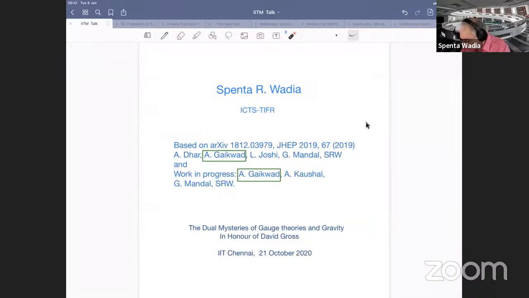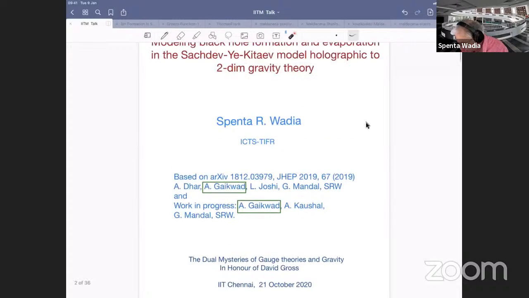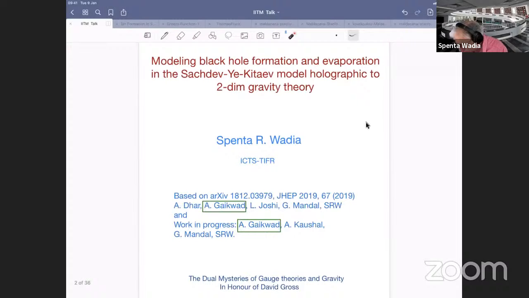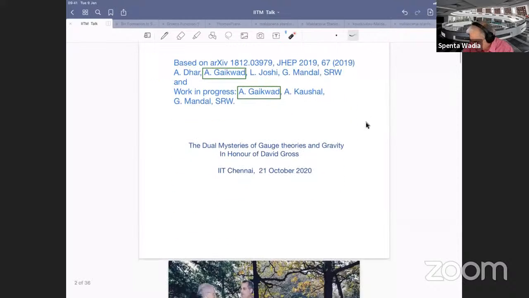Okay, so I'm going to talk about this work, which was done in collaboration with Avinash Dhar, Advait Gaikwad. I have boxed him there because he's one of the very outstanding students who contributed a lot to this program. And there's also some work in progress in which he's made very important contributions.